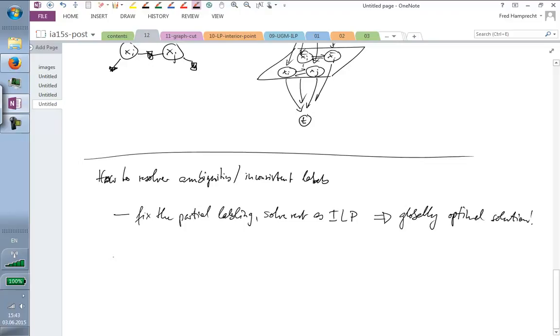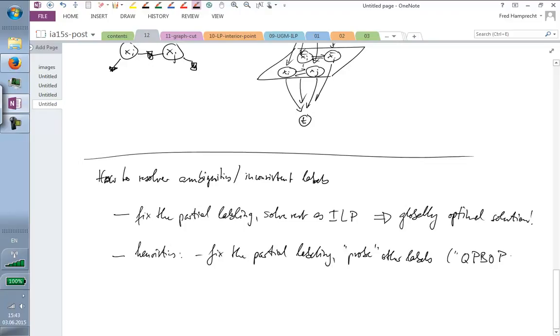Or there are various heuristics that we can resort to. For example, we can fix the partial labeling and then probe the remaining labels. And this is a method called QPBOP, where the P stands for probe.